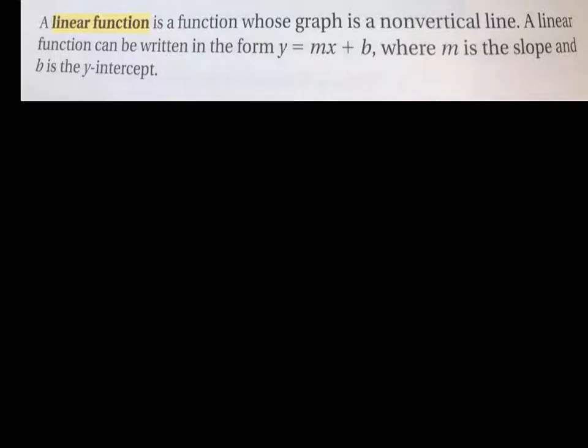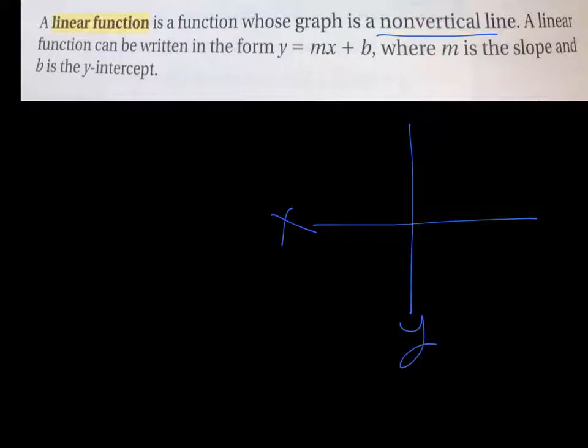And the reason it's non-vertical is because remember, if we have a graph, and this is the x-axis and the y-axis, if it's a vertical line, the slope is undefined, right? So in which case, say this was 2 right there, the equation of that line, or the function of that line, is x equals 2. So a linear function is a function whose graph is a non-vertical line, so it has a slope.